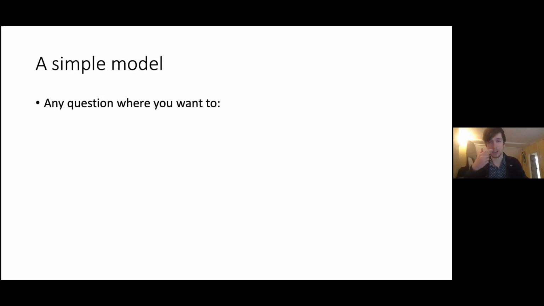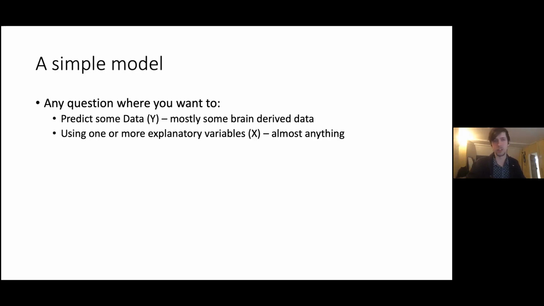Firstly, general linear models are pretty simple. You can use them for any question where you have observations with some data that can be anything from a single value to multiple dimensions with thousands of data points. Most of the people here will be interested in looking at this in some brain-derived data, so some scans from an MEG scanner or EEG electrodes. And then you want to look at how that data is predicted by one or more explanatory variables. Again, this can be almost anything.